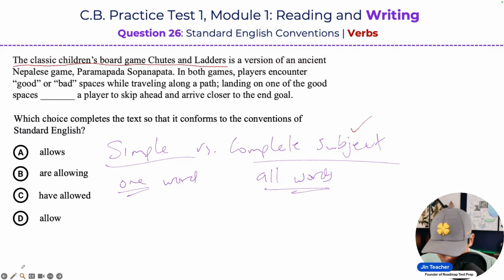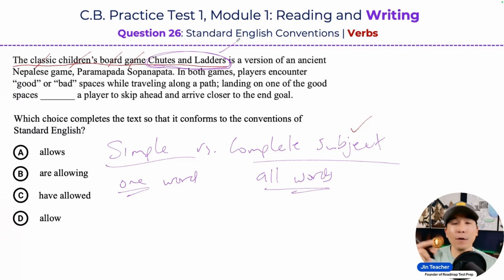Now, complete subjects can contain adjectives. So classic children's board game, these are all adjectives. Well, simple subjects don't. Simple subjects come after adjectives and they come before modifiers. I'll explain. So in this example, the simple subject is Chutes and Ladders. Great. So your job is to identify the simple subject in a sentence. Why? Because you want to pair your verb with this simple subject, okay?